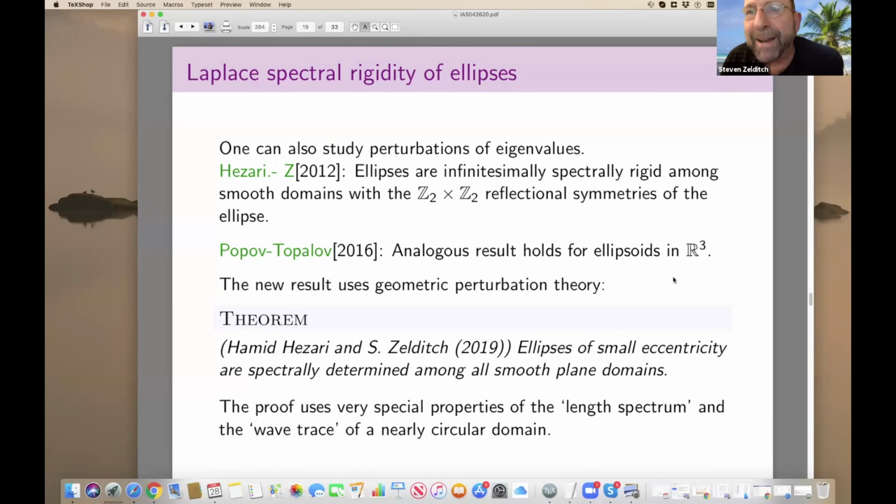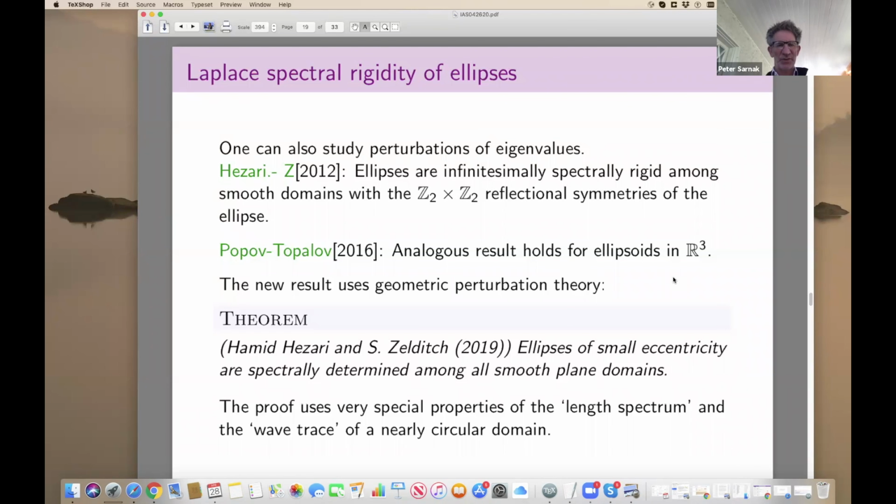Now the spectral results are as follows. This is basically all of them. Hezari and I, in 2012, studied the isospectral deformation. That means that the eigenvalues are constant as epsilon changes. And we proved a spectral rigidity result, but we proved it among smooth domains. That was the big advance. We got away from analytic domains and proved it for smooth domains, but there are two evil things in the subject: analyticity and symmetry. So we got rid of one evil assumption, namely analyticity, and that's the most evil. But we had to assume Z2 cross Z2 symmetry, so that's another evil assumption.